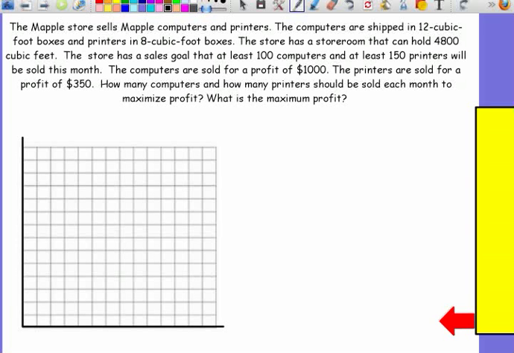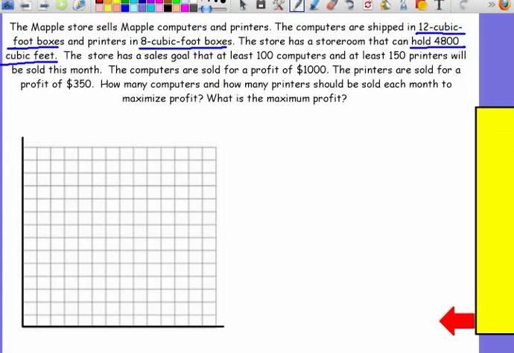I'm going to show you how to do a full-on linear programming problem. This one is about a Maple store that sells both printers and computers. They tell you the computers are shipped in 12 cubic foot boxes and printers in 8 cubic foot boxes. And then look at this. The storeroom can hold 48 cubic feet. So it kind of seems to me like those might all go together.